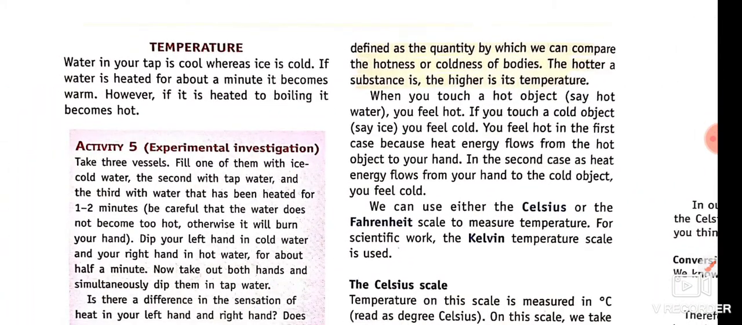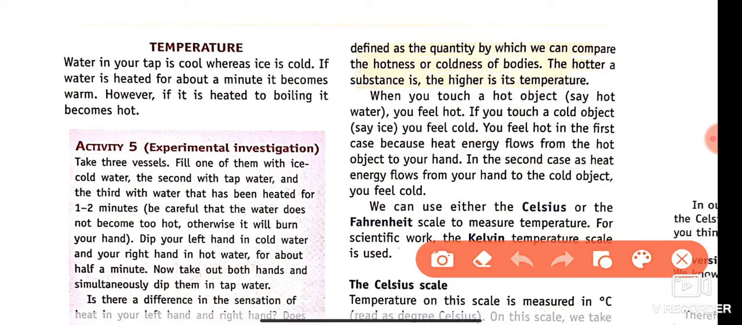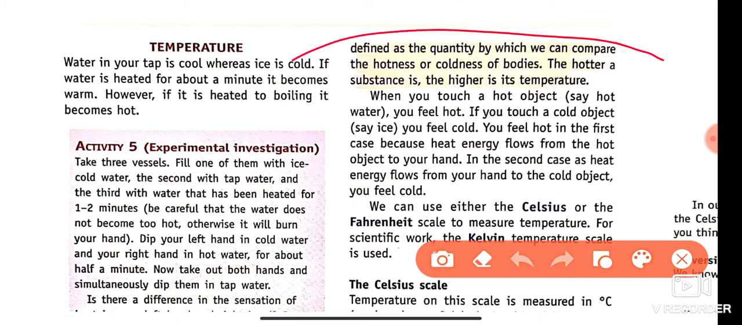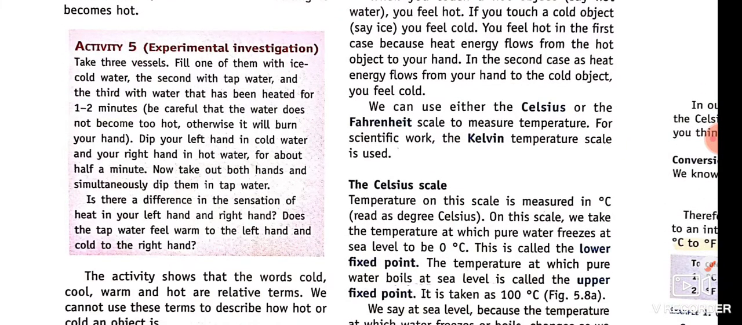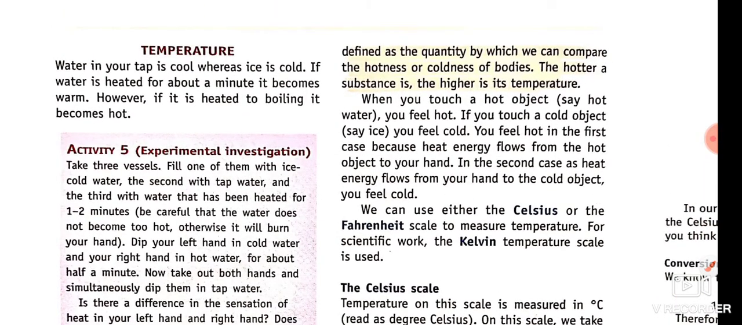First is temperature. We know that the degree of hotness and coldness is known as temperature. The measure of the degree of hotness and coldness is known as temperature. Hotness means how hot something is, and degree of coldness means how cold it is. To measure this thing is known as temperature. So in general we say that the degree of hotness and coldness is known as temperature. I hope, students, you got it. What is the definition of temperature? Say it to us.